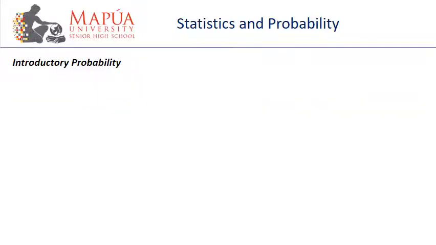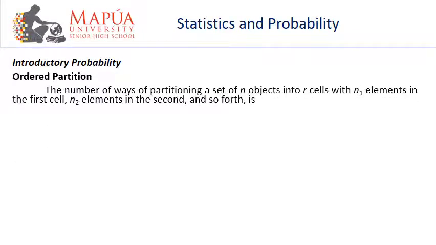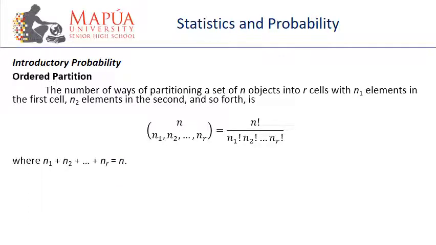Now the next type of permutation is the ordered partition. This is somewhat similar to permutation with repetition, but it is different in some ways. Let's define it first. The number of ways of partitioning a set of n objects into r cells with n sub 1 elements in the first cell, n sub 2 elements in the second, and so forth, is n factorial divided by n sub 1 factorial times n sub 2 factorial until n sub r factorial, where n sub 1 plus n sub 2 until n sub r is equal to n.